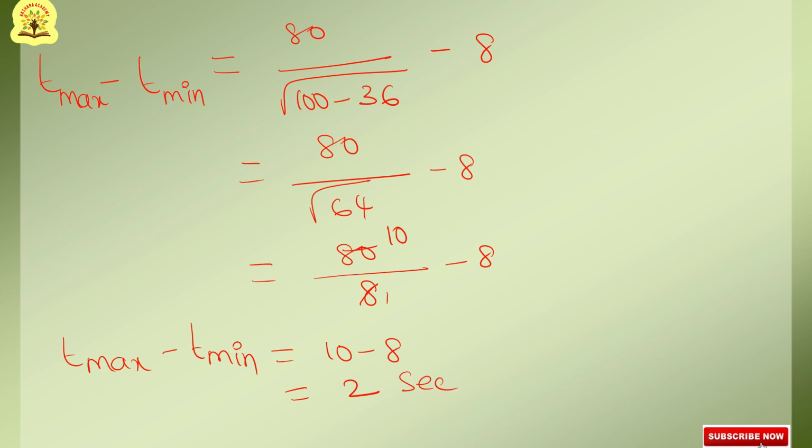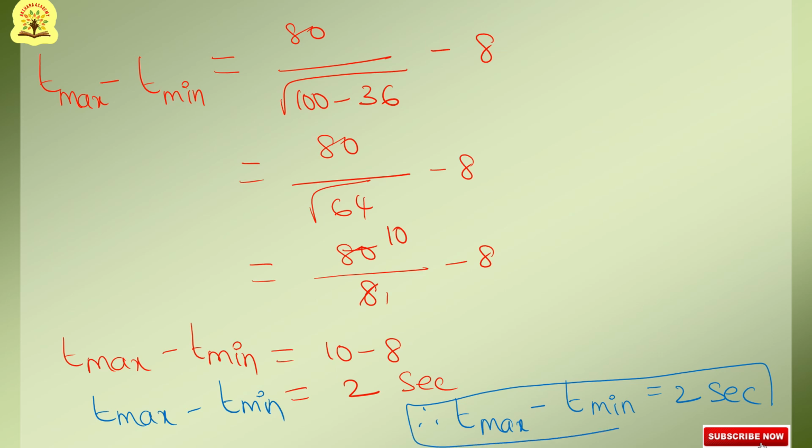This is the final answer. Therefore T maximum minus T minimum is equal to 2 seconds. This is the final answer. Okay. Next we will go to the next question.